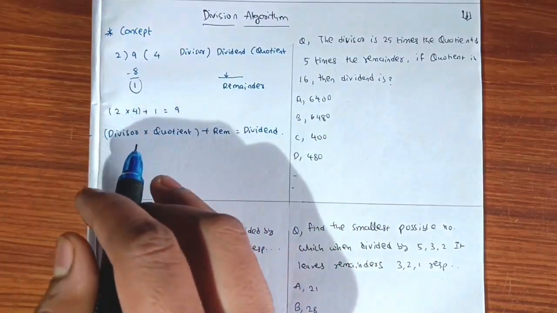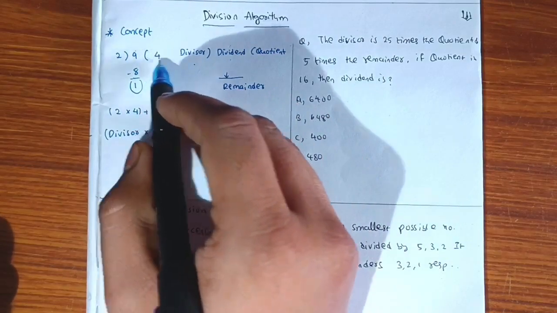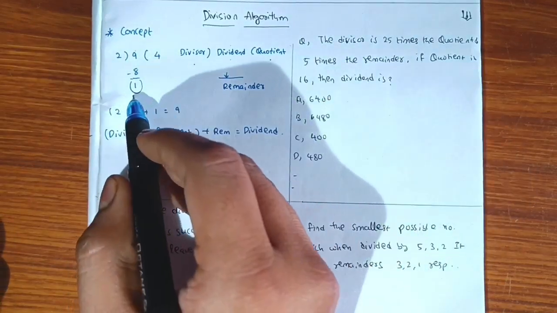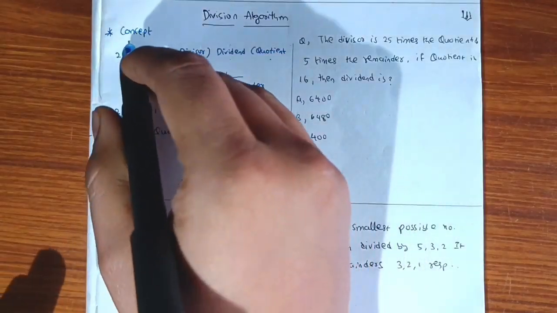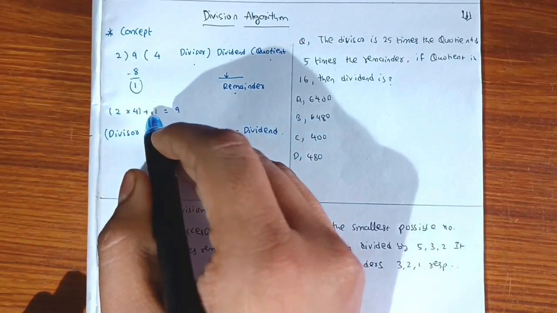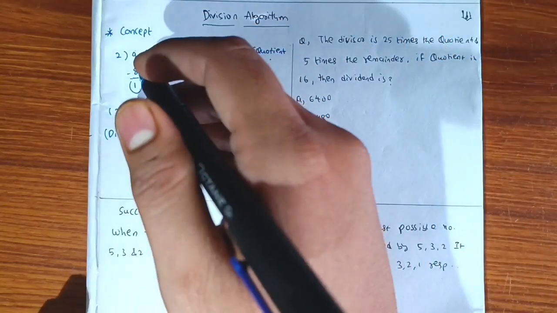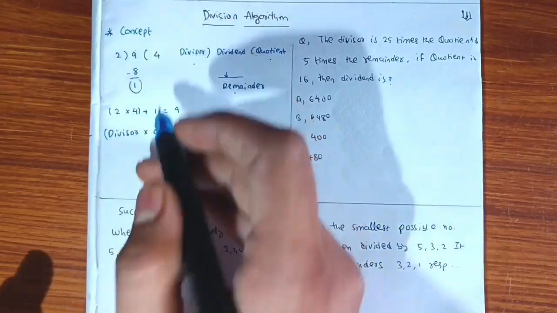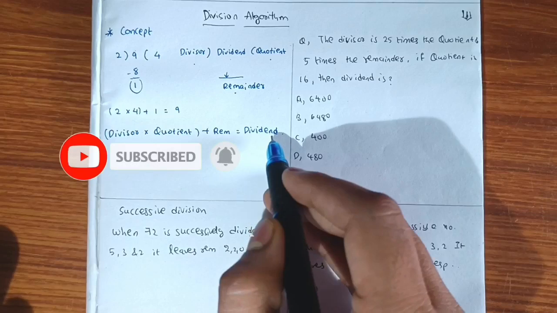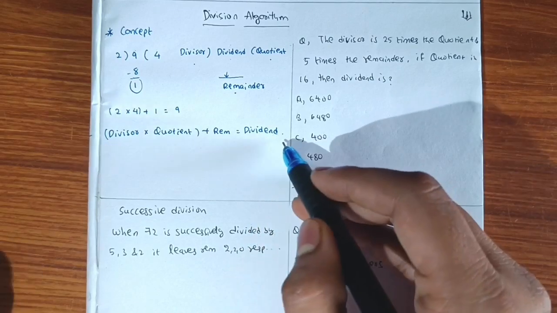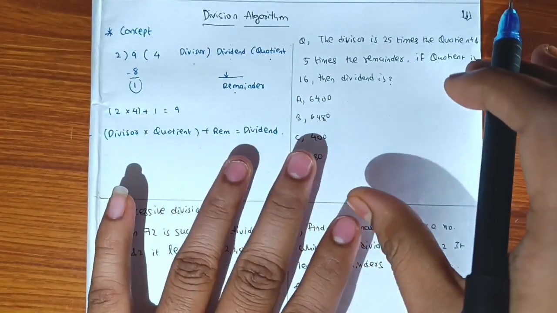So the terminology is, this is the divisor, this is the dividend, this is the quotient, and the leftover value is the remainder. You all know, 2 fours are 8, 8 plus the remainder. Divisor into quotient plus remainder will give the value of the dividend. So remember these words. Now let us find the answer to this question.